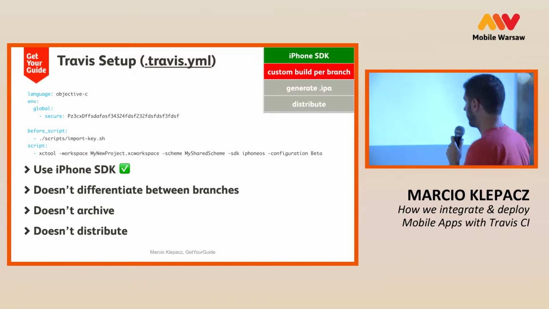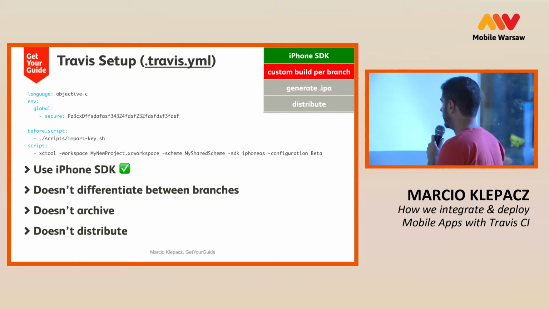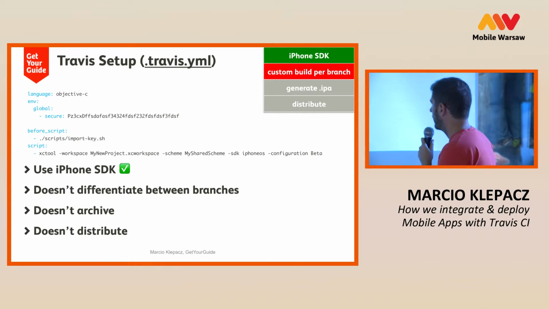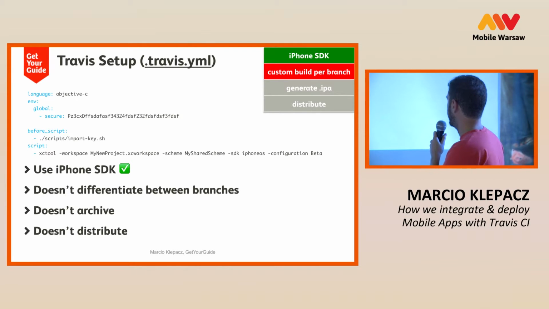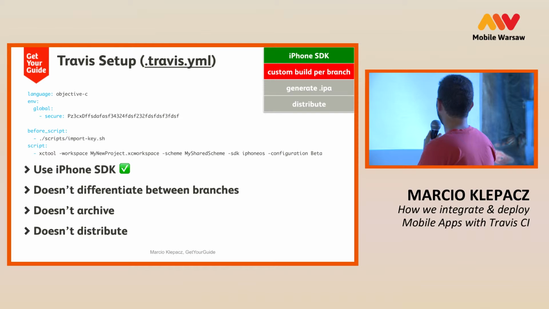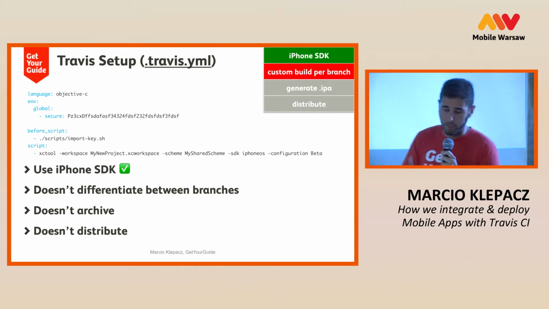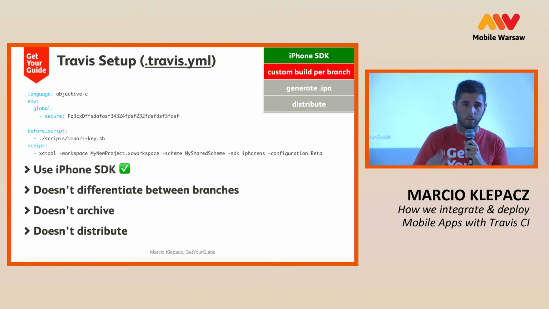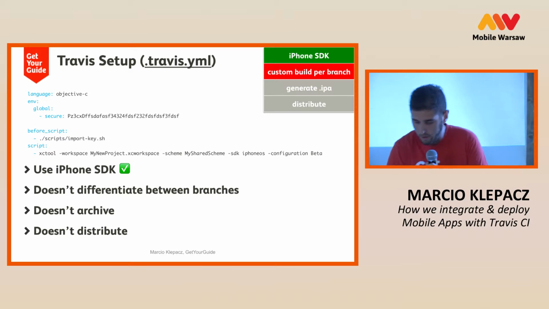Okay, cool. So we are importing our keys. Everything's secure. We also define a script to run. So as you can see, with xcodebuild, we're going to find the workspace, also the shared scheme. We want to use the iPhone SDK. Awesome. We can build something now. But as I said before, I also want to react to the branch I am on, but this is not doing that.